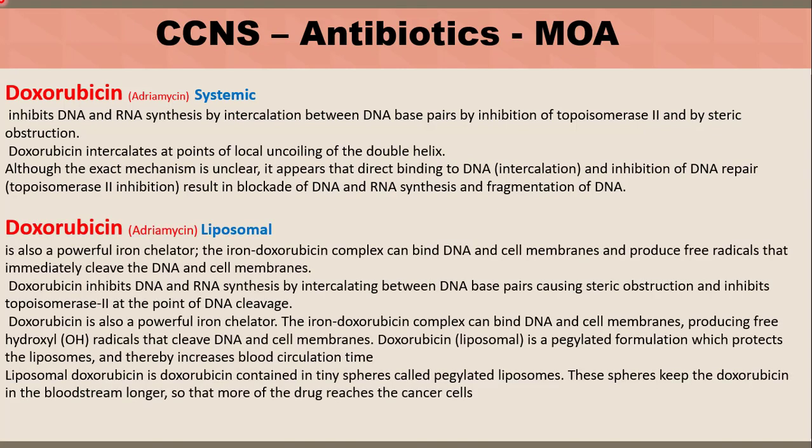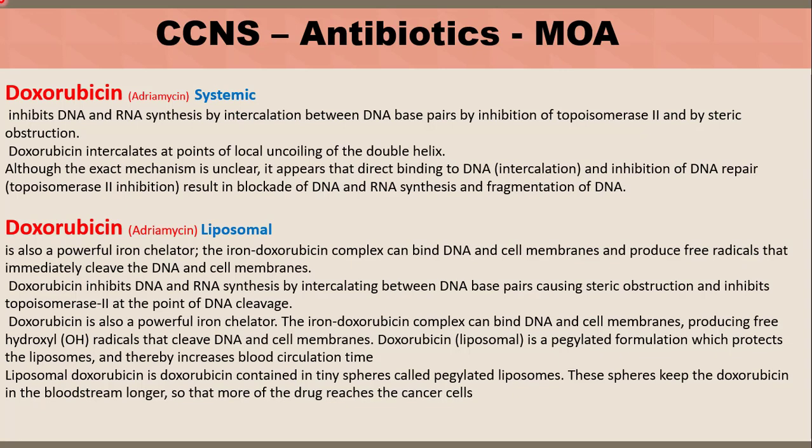When it comes to doxorubicin, which is also a powerful iron chelator, the iron doxorubicin complex can bind DNA and cell membranes and produce free radicals that immediately cleave the DNA and the cell membranes. Doxorubicin inhibits DNA and RNA synthesis by intercalating between DNA base pairs, causing steric obstruction, and inhibits topoisomerase 2 at the point of the DNA cleavage. Doxorubicin is a powerful iron chelator, and the iron doxorubicin complex can bind DNA and cell membrane, producing free hydroxyl radicals that cleave DNA and cell membranes.